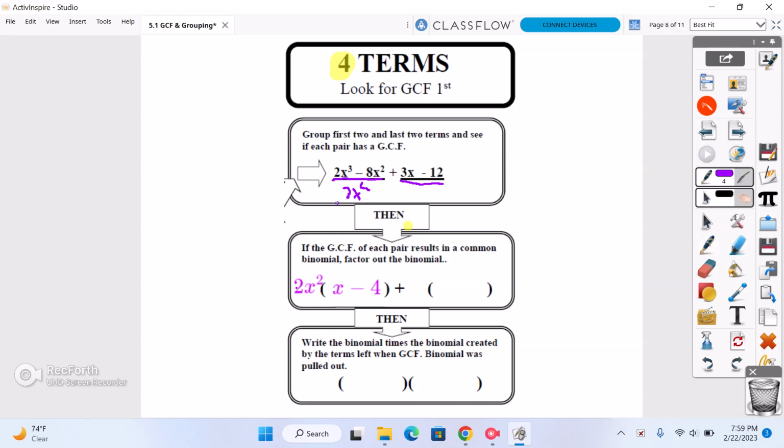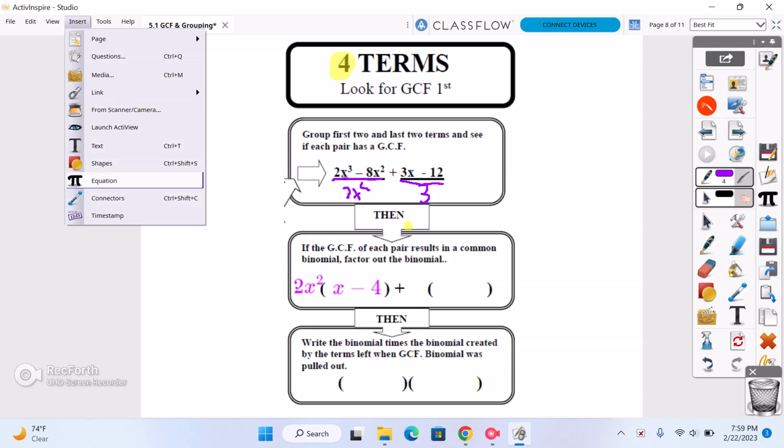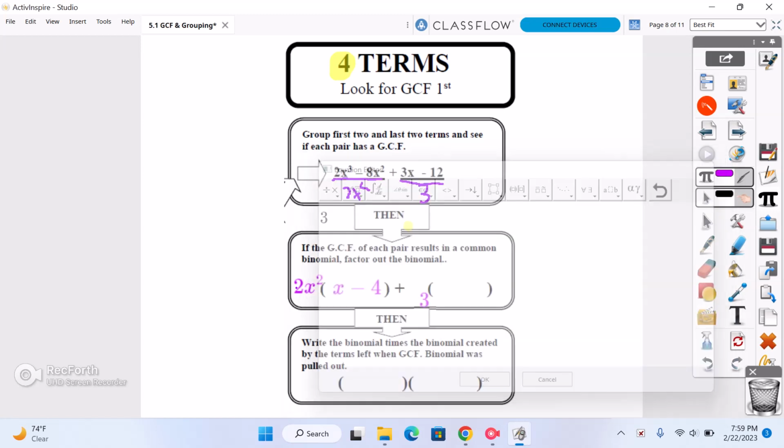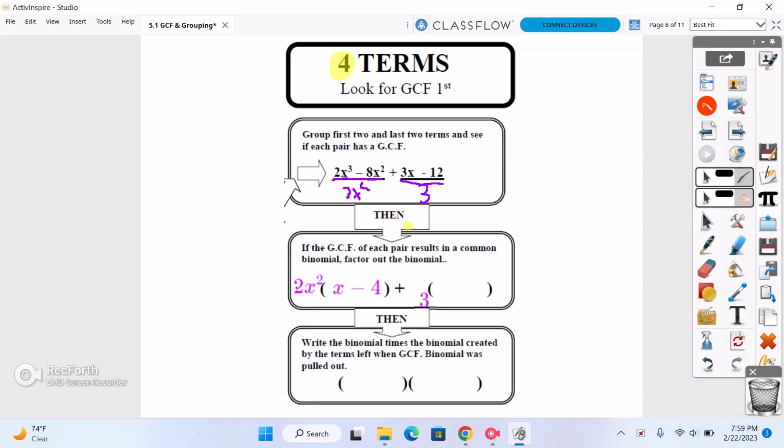Now we're going to go ahead and divide our second group here. The greatest common factor between 3x and negative 12 would be a 3. And so we're going to divide out a 3 as our greatest common factor. And when we divide both of those terms by 3, 3x divided by 3 would give us x. Negative 12 divided by 3 would give us 4. And we are going to end up with x minus 4 again.